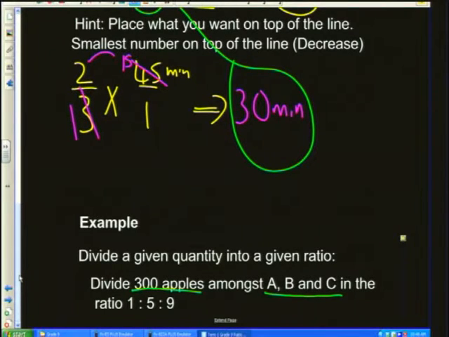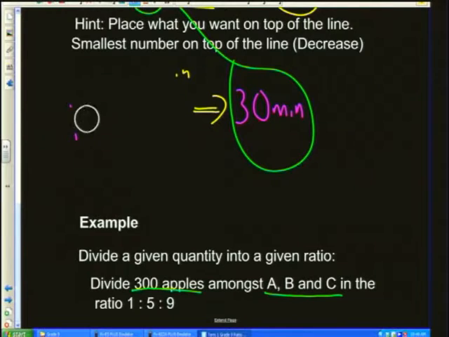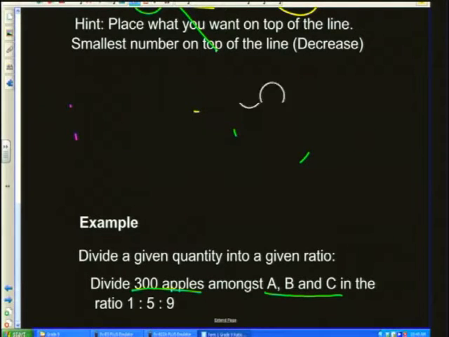Right, let's see. So let me make some space here for it. What you do, guys, is you take the ratio and you add the values. So 1 plus 5 plus 9 gives you 15. That's the first step, 15.